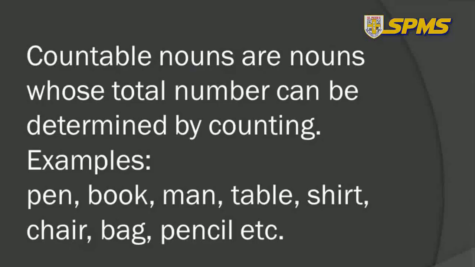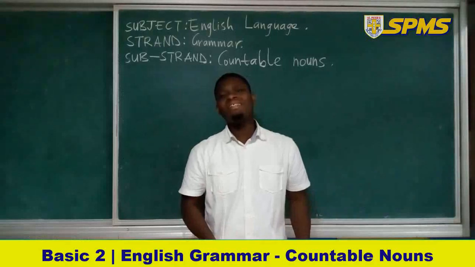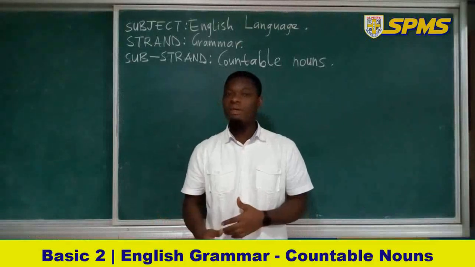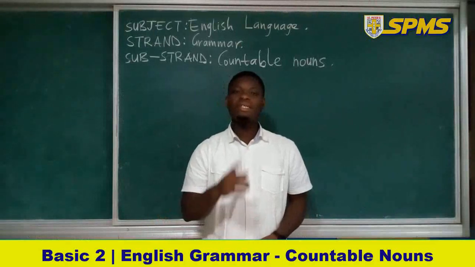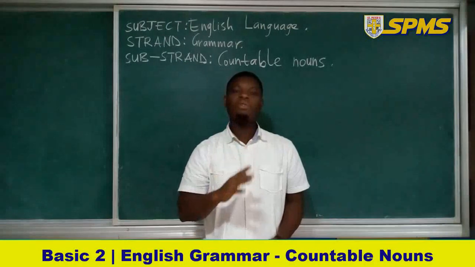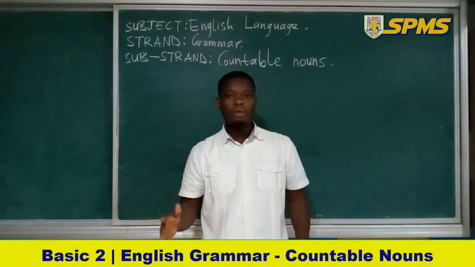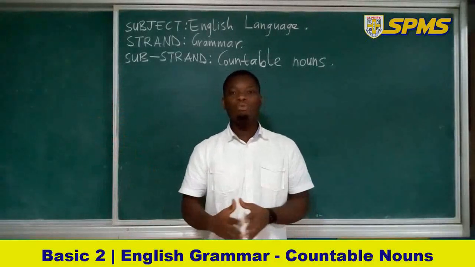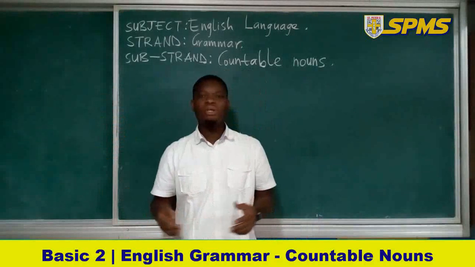Let's look at some examples of countable nouns. We have pen, book, man, table, shirt, chair, bag, pencils, and the rest. Anytime we talk about countable nouns, we have its singular form and its plural form. Singular is something which is single or one, and plural is something which is more than one. From two up to infinity are in their plural forms.